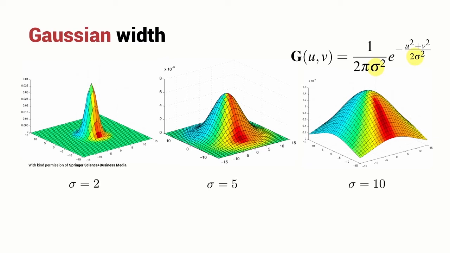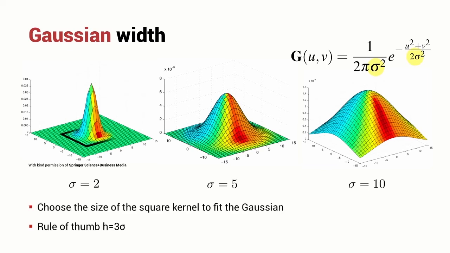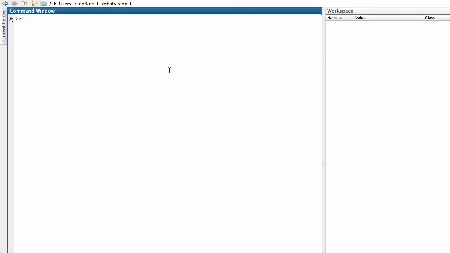An important consideration when we use the Gaussian for image processing is what size should the kernel be. The kernel needs to be big enough to hold the bulk of the Gaussian, and that clearly is going to depend on the standard deviation. So a pretty good rule of thumb is to make the half width of the kernel equal to 3 times the standard deviation. Let's create one of these Gaussian kernels.